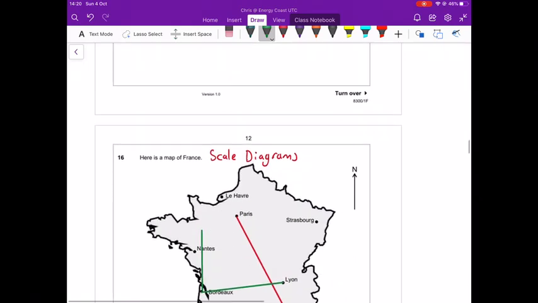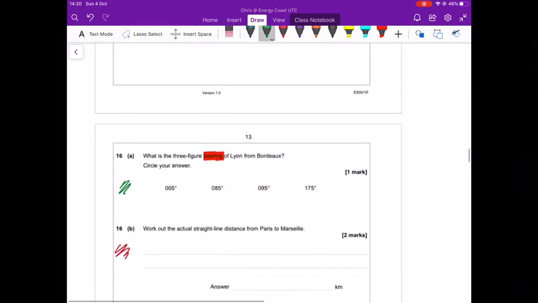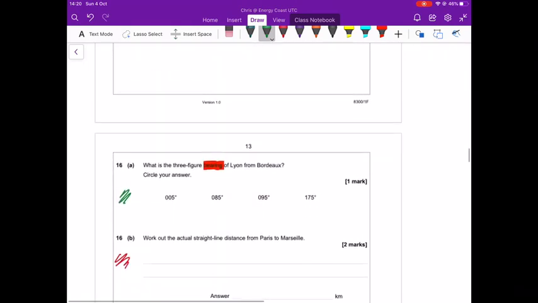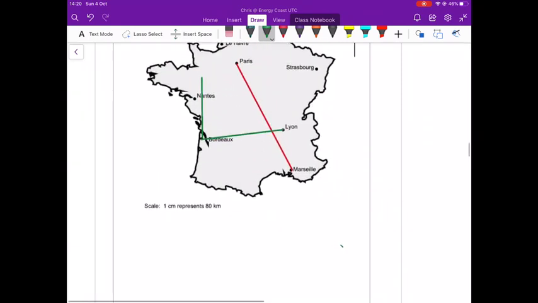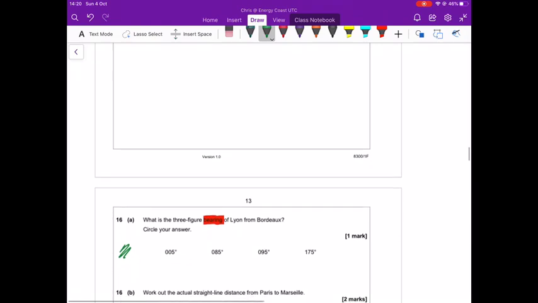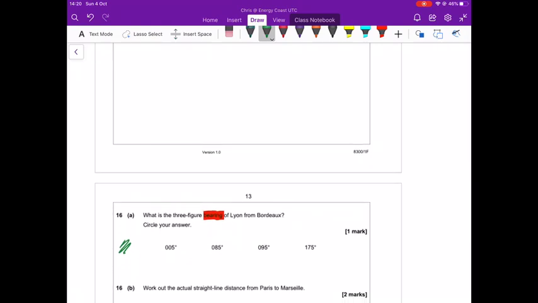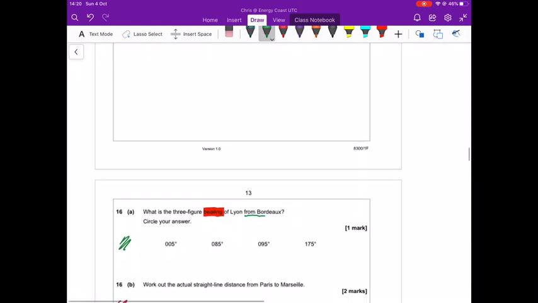Right, I've already scribbled all over this one. A scale map of France. First question says about a bearing. You see I've just highlighted that in green next to it because this is the green line here. Let's just read what it says. What is the 3-figure bearing of Lyon from Bordeaux?